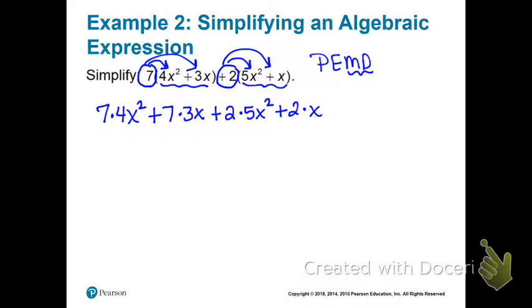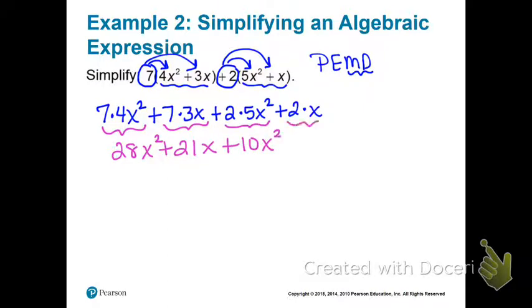And now let's actually go ahead and multiply. So this gives us 28x squared. This gives us positive 21x. Positive 10x squared. And positive 2x. So we've taken care of the multiply and divide. And then remember, you have add and subtract on the same level. So this is where we're going to combine our like terms.